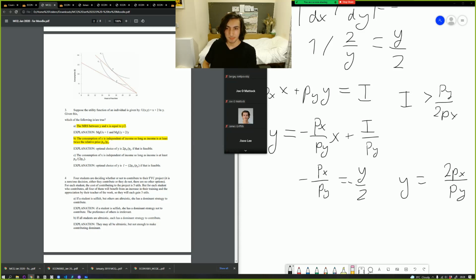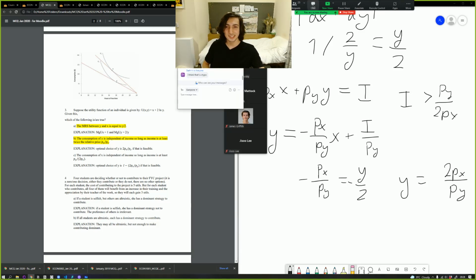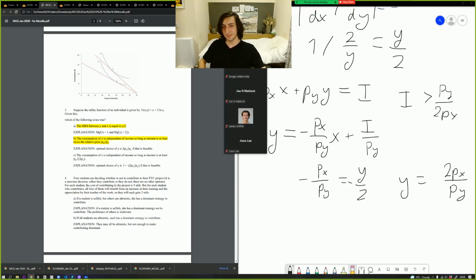Wait, where does it say that? Bottom of C. So, optimal choice of Y is 1 minus... Is that an I or a 1? It looks like I. Yeah. I think that's saying that they spend all of their income, so therefore they must spend the remainder on X. Yeah, but then it says Y. To be honest, the mark scheme may have just messed up. I mean, this happens quite often. So, yeah, I'm sorry, I can't... Yep, it might be a typo.